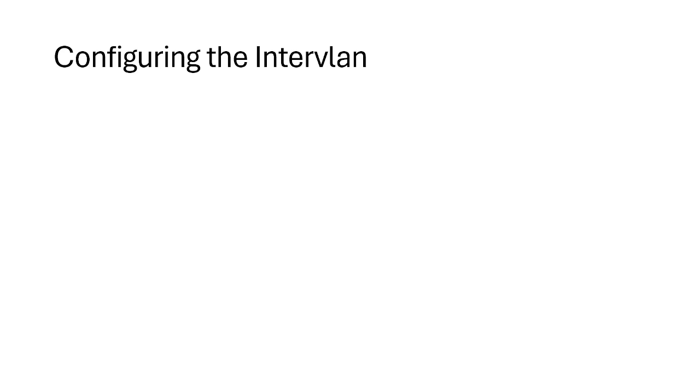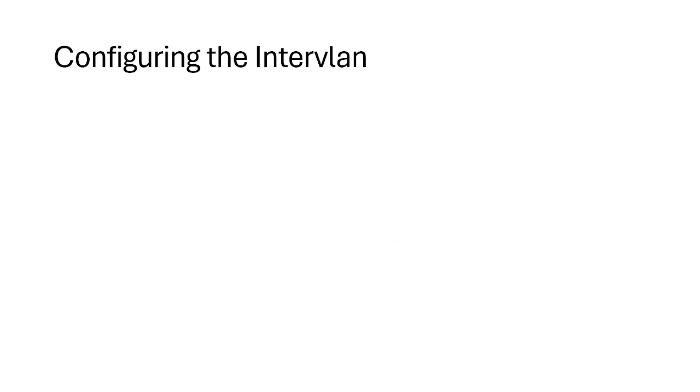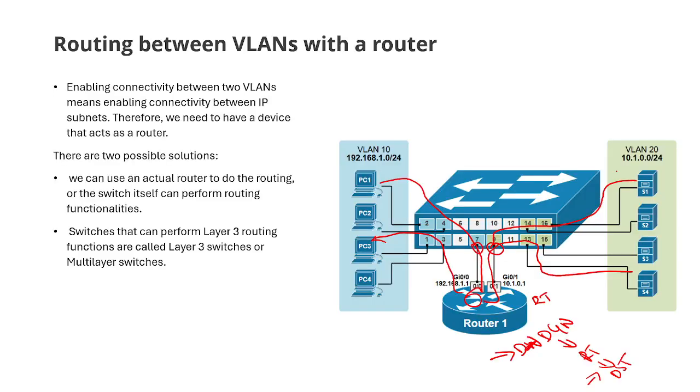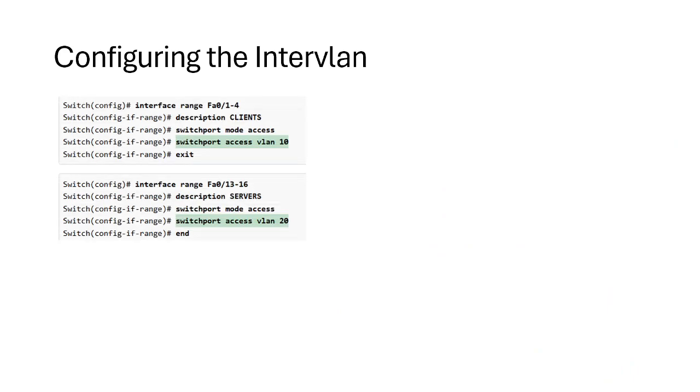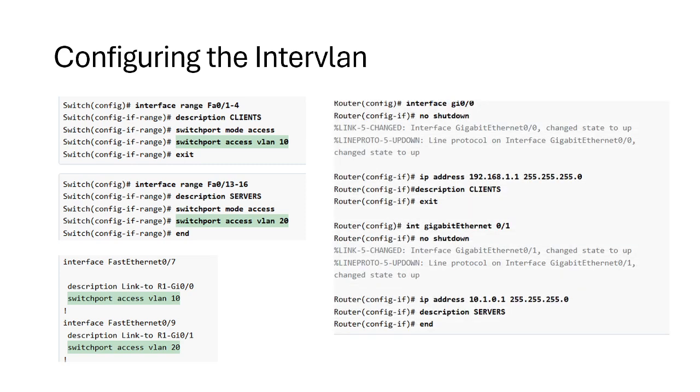Let's quickly do the configuration for inter VLAN. It's very easy, you just go to the interface. We have checked it, right? So what are the access VLAN and what are the server VLANs? The same thing that we are configuring is VLAN 10 for access and VLAN 20 for the servers. And from the switch towards the router, we are configuring two interfaces. One we put in access VLAN 10, another interface we put in access VLAN 20.